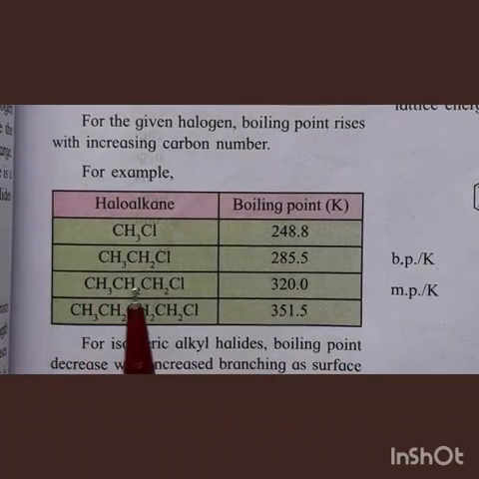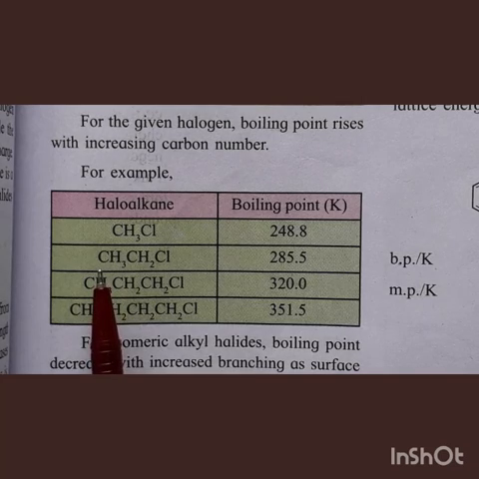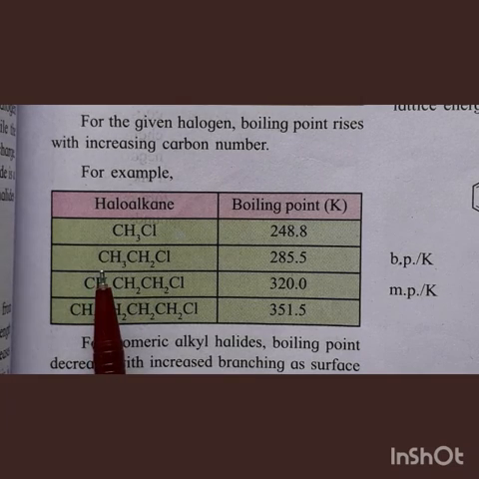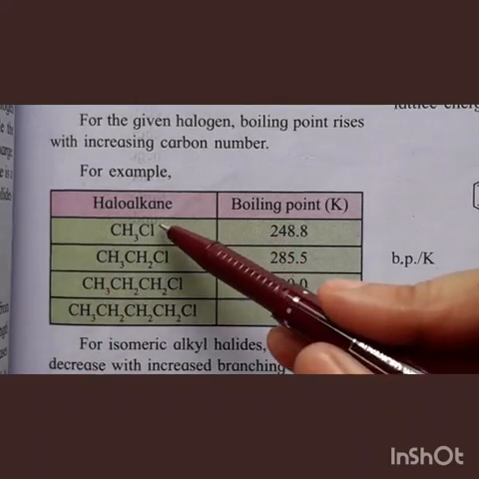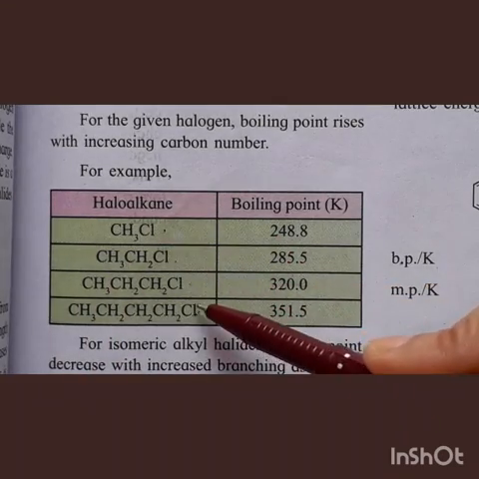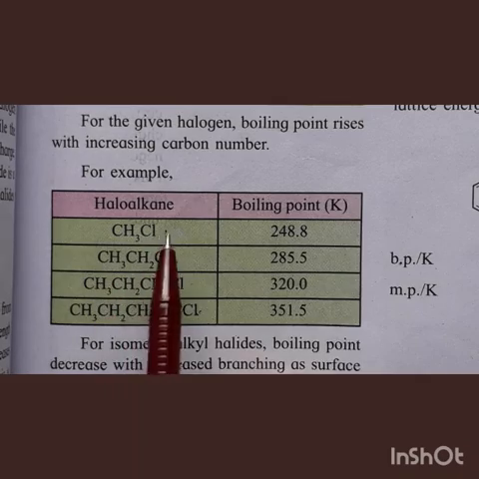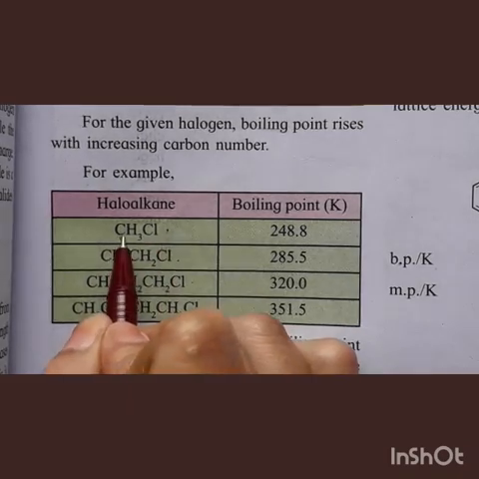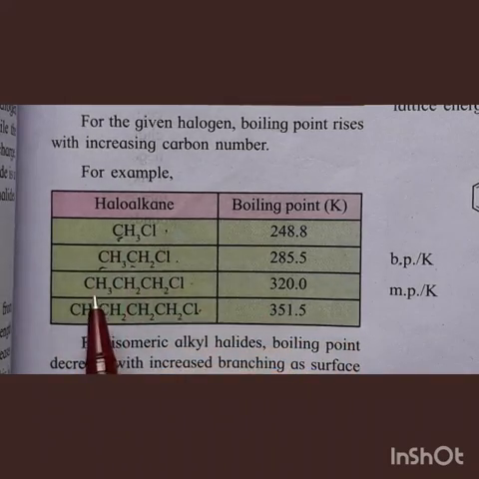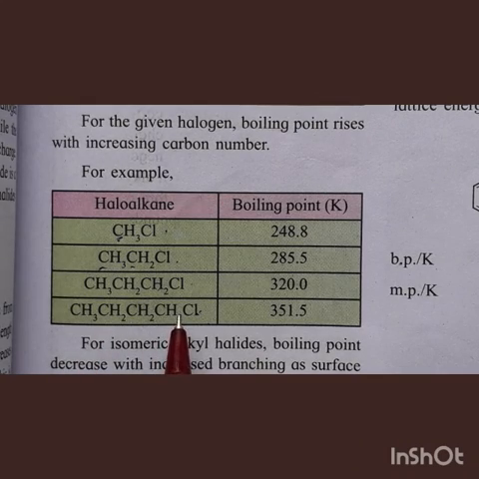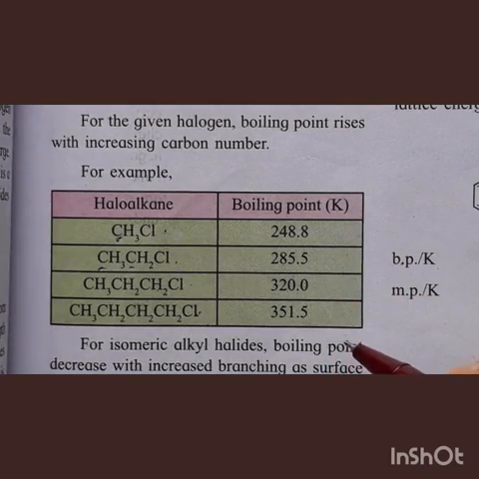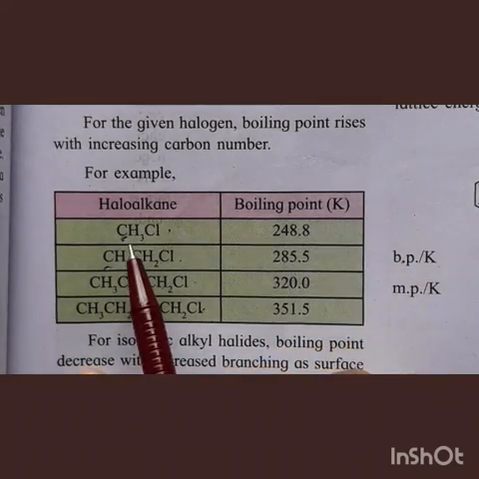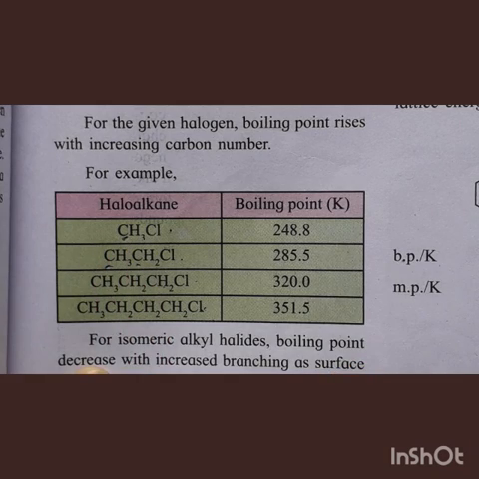Here you can see, as the number of carbon atoms in that alkyl halide increases, boiling point also increases. Now here you can see halogens are the same, chlorine, chlorine, chlorine, chlorine, but the number of carbon atoms in every compound is different. Here only one carbon atom is there, here two carbon atoms, here three, here four. So as the number of carbon atoms in that alkyl halide increases, boiling point also increases. Here also the same reason is there. As the number of carbon atoms increases, molecular mass will increase.